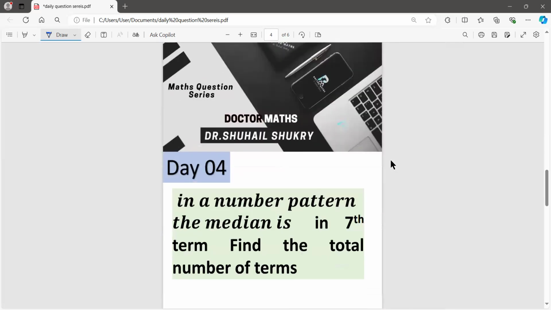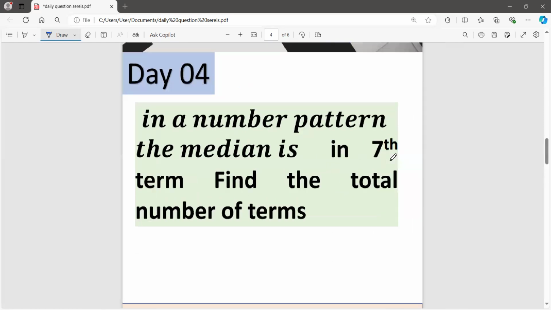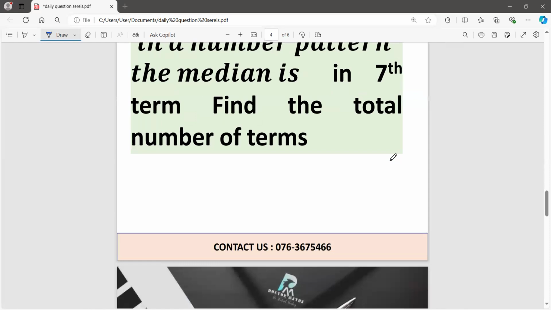Now we'll move to day 4. In a number pattern, the median is in the 7th term. Find the total number of terms. Here you can think and answer this, but there is a formula for the median.